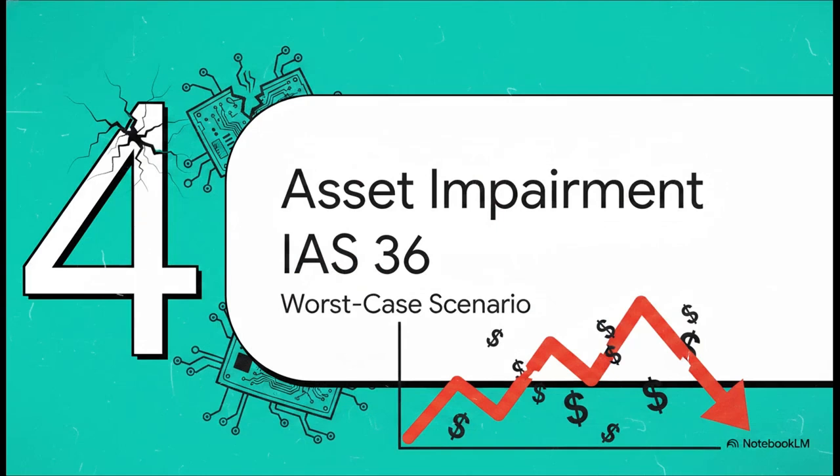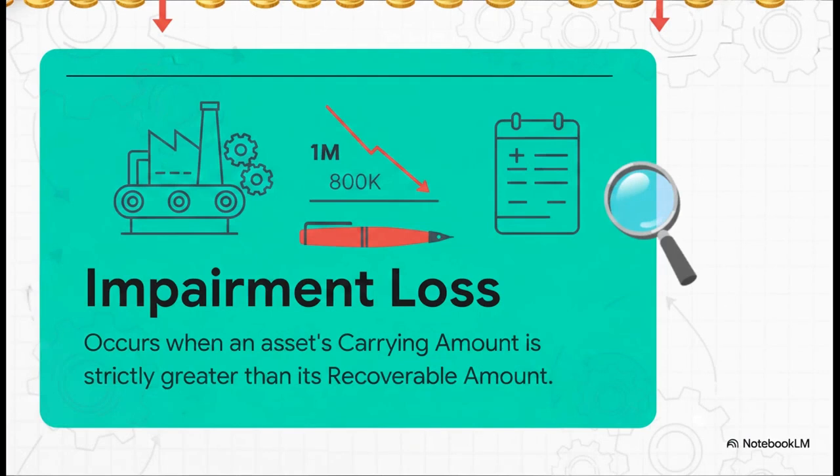All right, Section 4, Asset Impairment, IAS 36, the worst-case scenario. The absolutely crucial point here is understanding the core trigger. An impairment loss occurs strictly when an asset's carrying amount is greater than its recoverable amount. Think of it like this. If your balance sheet says a machine is worth $1 million, but the absolute maximum economic benefit you can squeeze out of it is only $800,000, well, you've got an impairment. You must write it down.